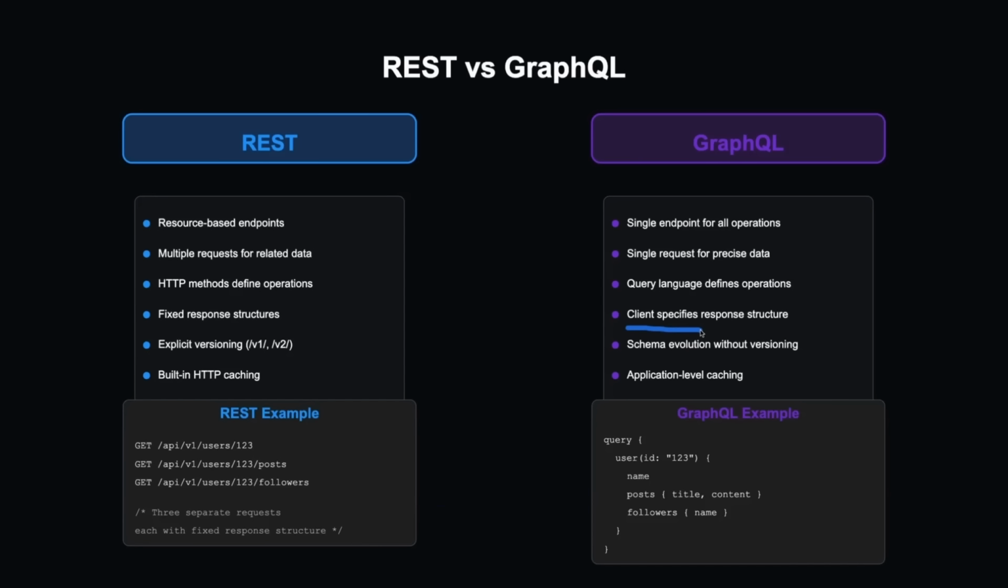This means that client needs to specify the response structure, and in this case the schema evolution is without versioning. So here, as you saw, it is with V1, V2 and so on. In this case, the schema usually evolves without versioning, but there is also a common pattern to start versioning the fields. For example, you can have followers V2, and that will be the second type of followers schema. But you can also go without versioning, so you can just start modifying the followers or posts if you are sure that there are no other clients using your old API. And in this case, you can leverage the application level caching instead of the HTTP caching.